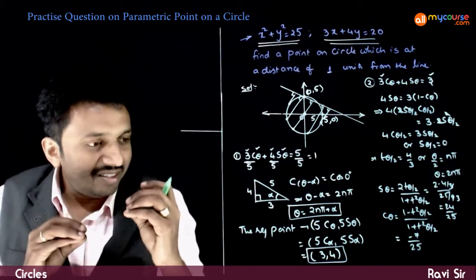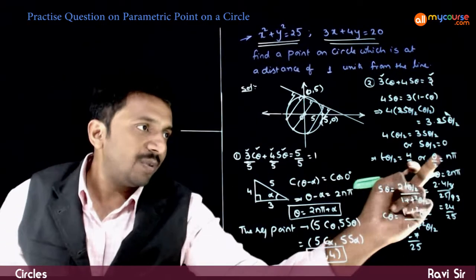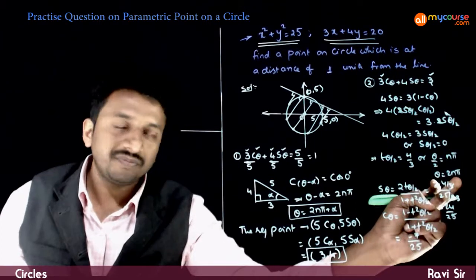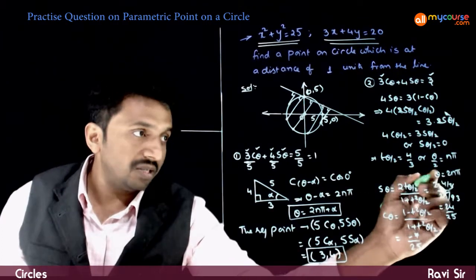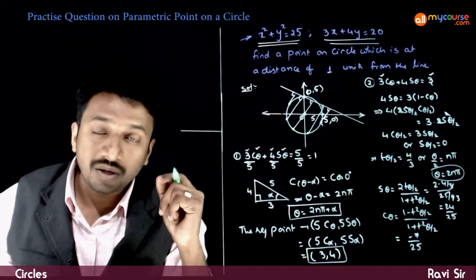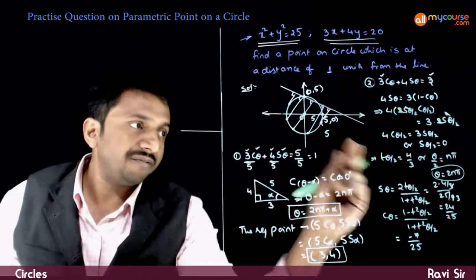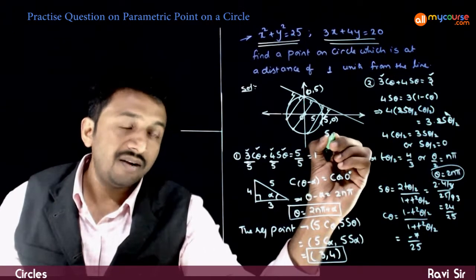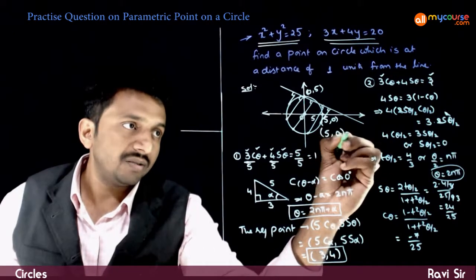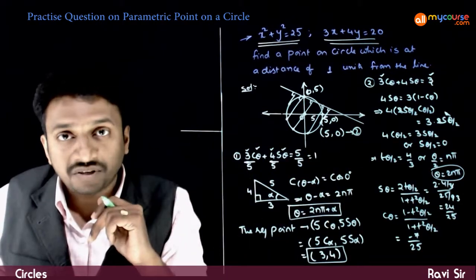So you got 3 different values. 1 point is 3, 4, corresponding to theta equal to 0, 2 pi. If n is equal to 0, theta is equal to 0. So corresponding to theta equal to 0, what is the point? 5, 0. 5 cos 0 is 1 and 5 sin 0 is 0. So the second point is 5, 0.